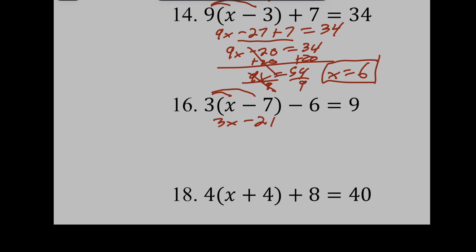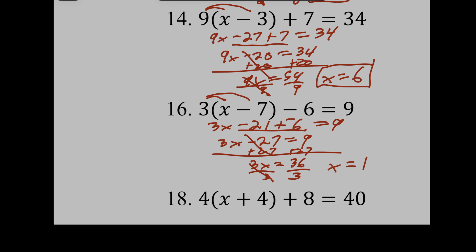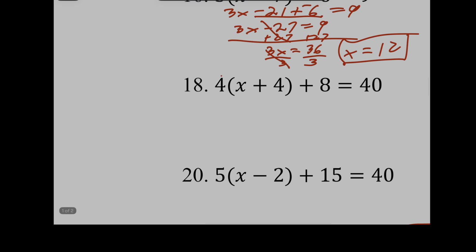3x minus 21 minus 6 equals 9. Like terms, I'm going to add a line, change the sign. That's going to become, signs are the same, add them, keep the sign, equals 9. Now I'm going to add 27 to both sides. Boom, die. And I get 3x equals, well, what's 27 plus 9? That would be 36. Divide each side by 3. X equals, 3 goes in the 3 once, 3 goes in the 6 twice. Okay? 12. Two more and we'll be done with this one.